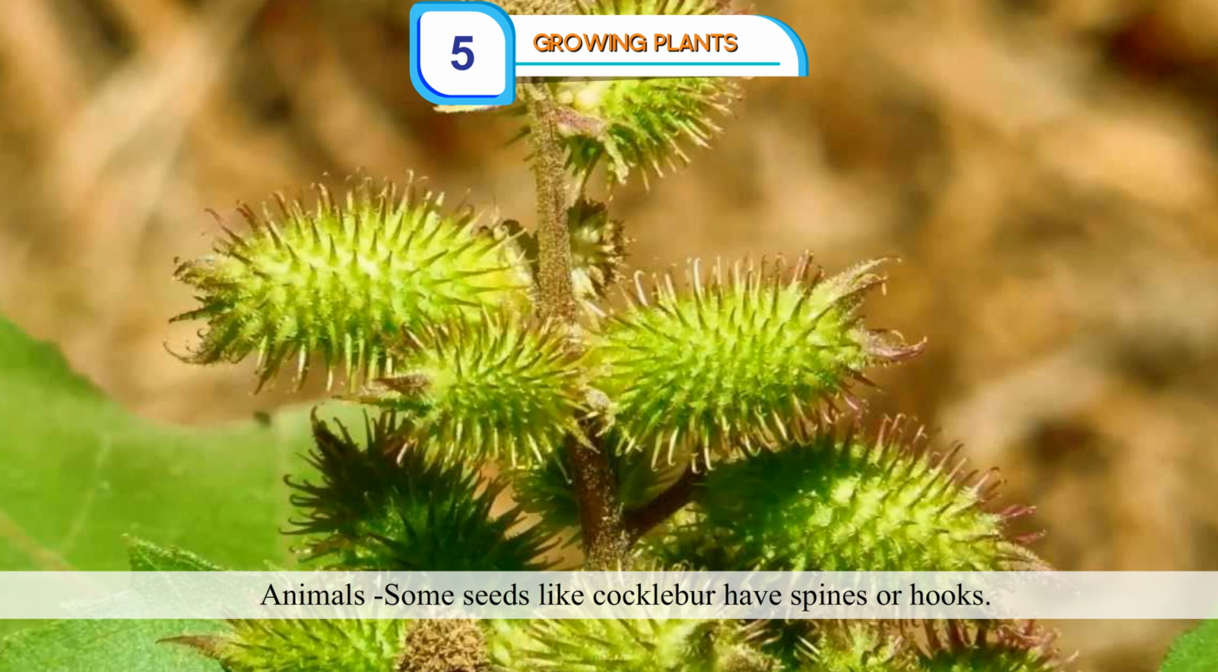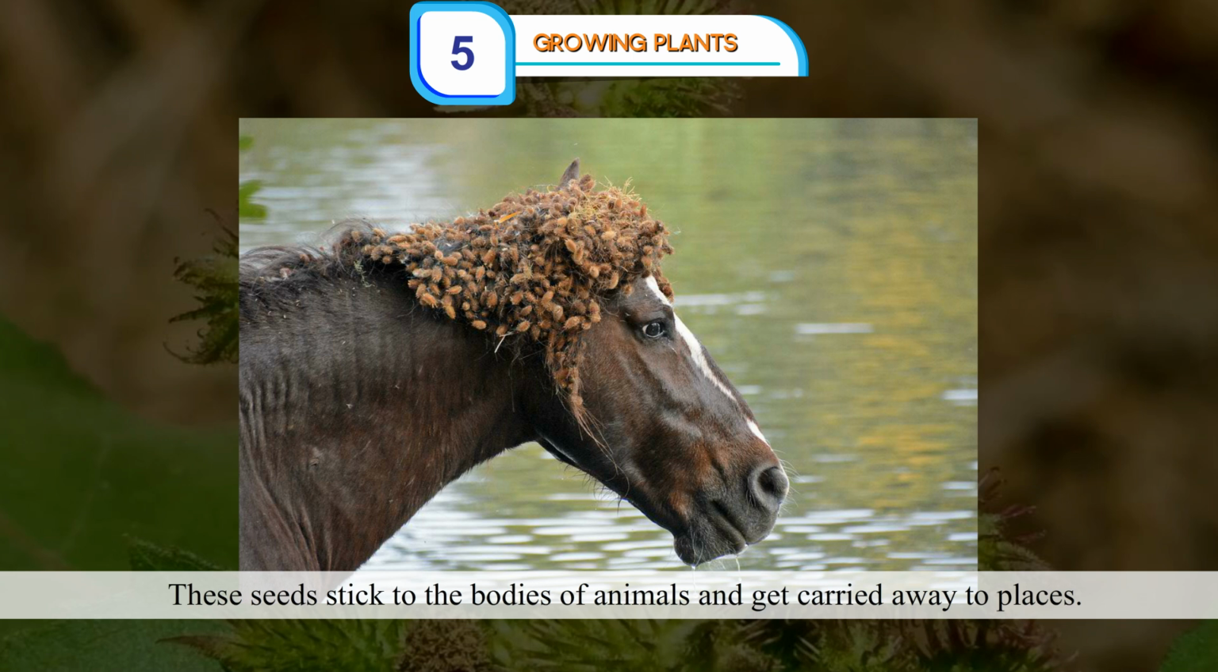Animals: some seeds, like cocklebur, have spines or hooks. These seeds stick to the bodies of animals and get carried away to far-off places. When birds and animals eat fruits, the undigested seeds pass through their digestive system along with the waste.